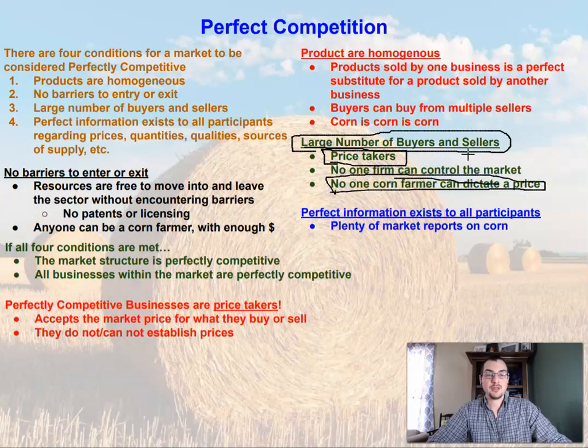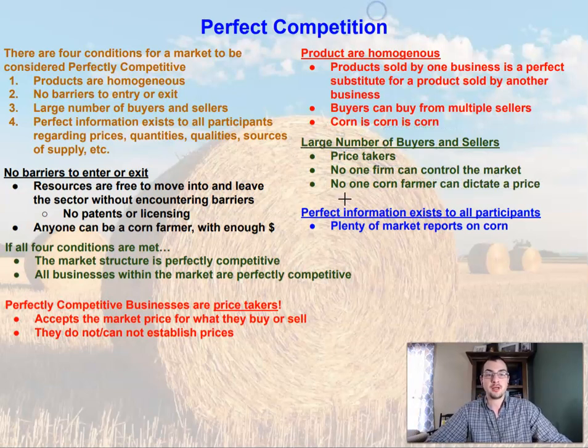At the same token, there are so many buyers of corn out there that no one buyer can depress prices because they don't feel like paying that much. There's so much competition out there that if a corn farmer doesn't get market price, they're just going to go to another corn buyer and get market price. So that way, no one can control the market, and no one can dictate the price.